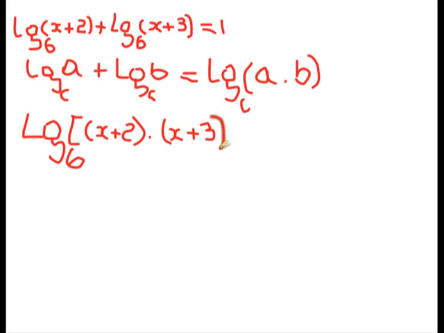So we just apply this formula when we have additions between two logarithms with the same base. We can multiply these values, a and b. Here a equals x + 2, b equals x + 3. So we just multiply them, and it still equals 1.